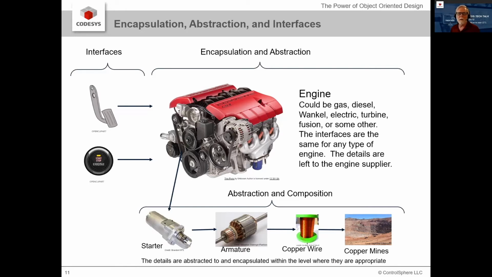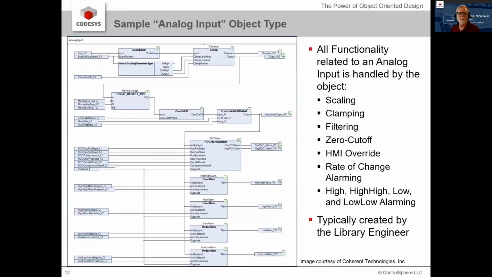All right, so what does a controls object look like in real life? Let's look at this example of an analog input that was provided by Coherent Technologies. This block encapsulates all the functionality of an analog input, including scaling to engineering units. That's the first thing we always do, scale to engineering units and use engineering units throughout the rest of the design. The clamping to engineering units, that's optional.